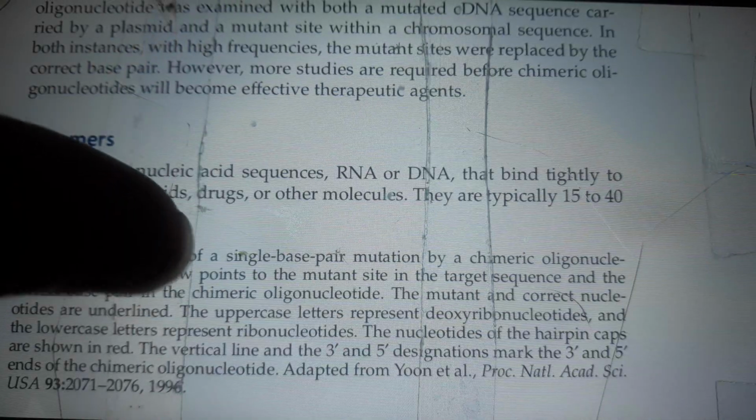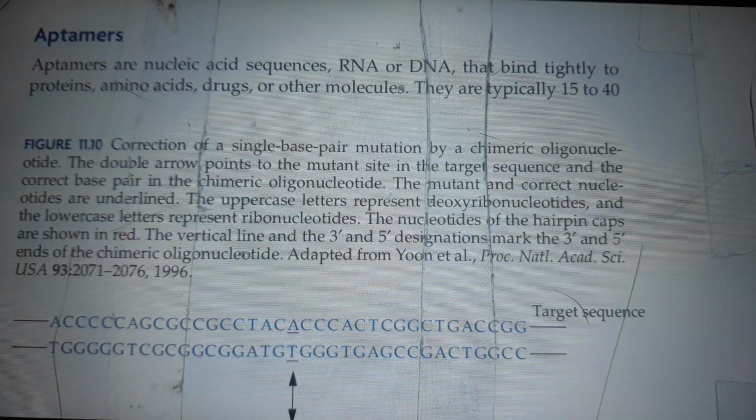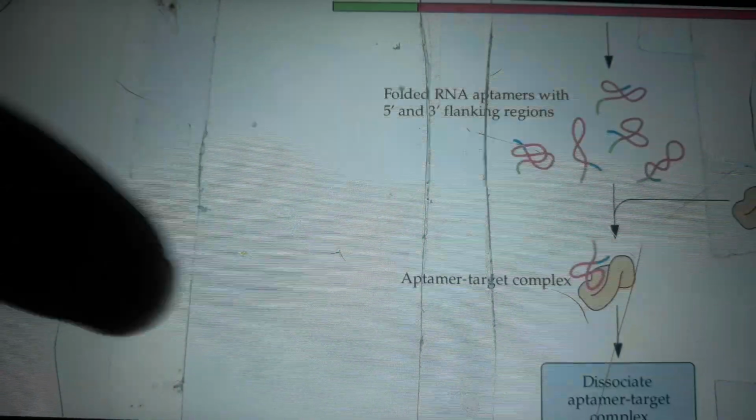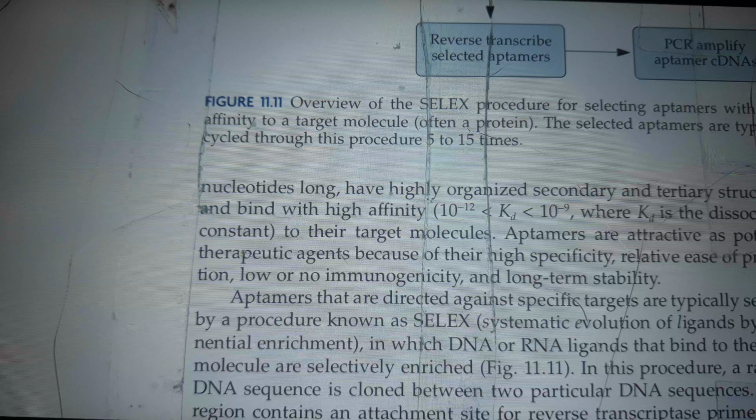Now, when we talk about aptamers, these are nucleic acid sequences, RNA or DNA, that bind tightly to proteins, amino acids, drugs, or other molecules. They are typically 15 to 40 nucleotides long and have highly organized secondary and tertiary structures and bind with high affinity, with a dissociation constant Kd less than 10 raised to minus 9, down to 10 raised to minus 12, to the target molecules.